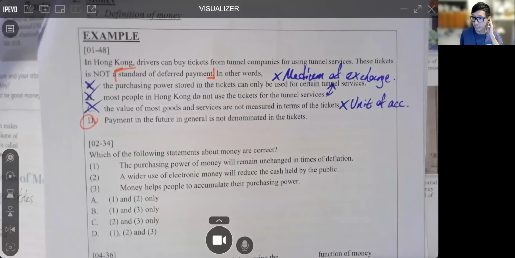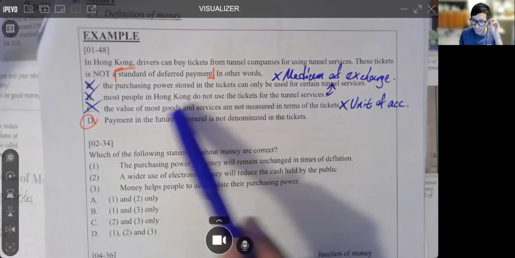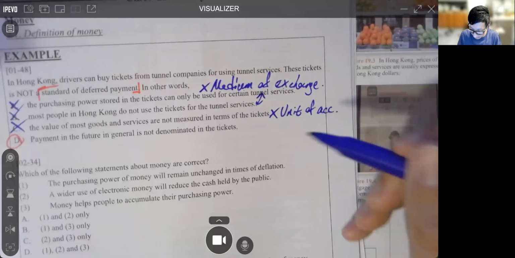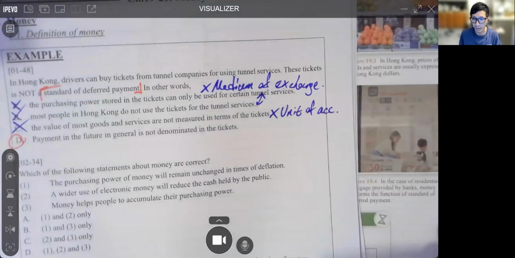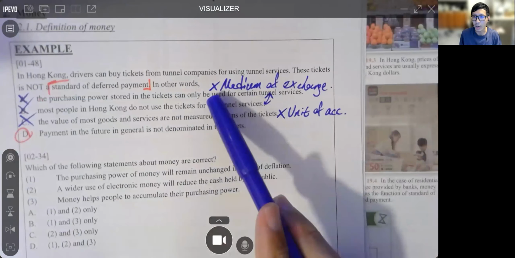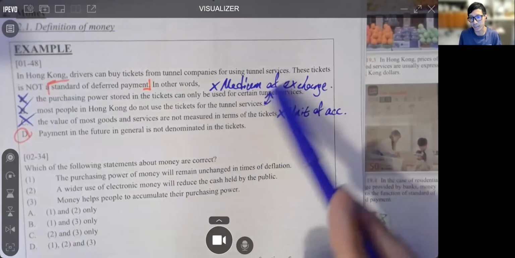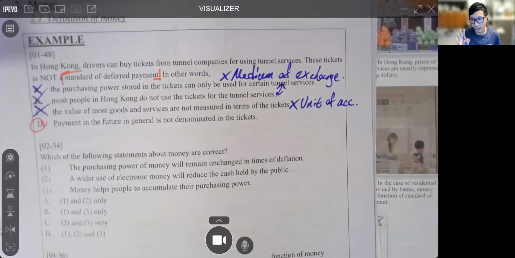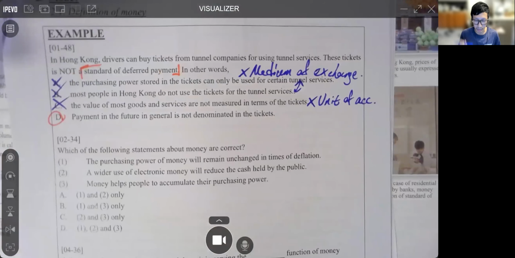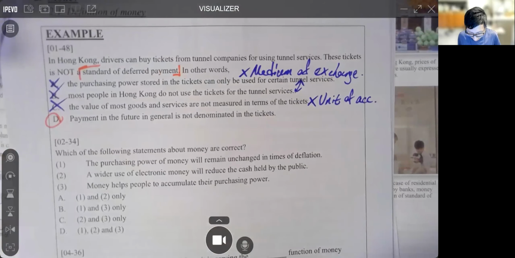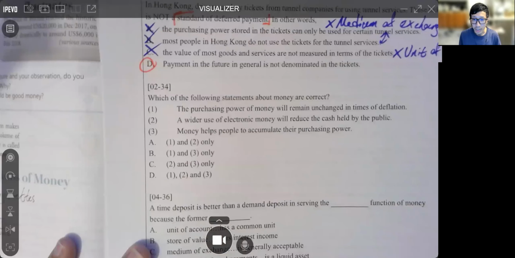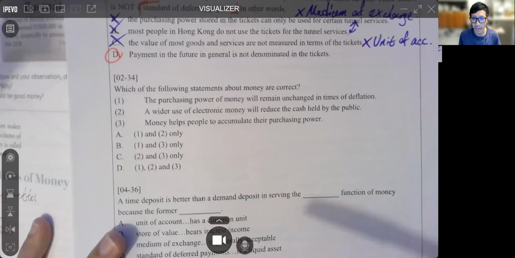Okay, unit of account. Okay, 好嘛. In fact, I think A, you can also make a case that this is store of value. But I think the wordings, 係咪用嚟做 service, most likely about medium of exchange, right? Or store value 都得嘅 but most likely medium of exchange here. Okay, 好嘛好，第一條啦。Now, which of the following statement about money are correct?